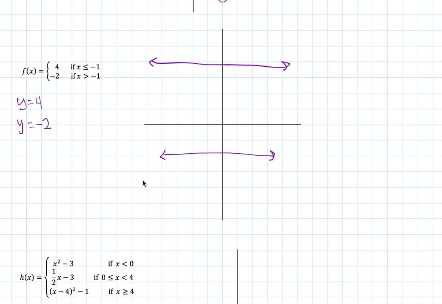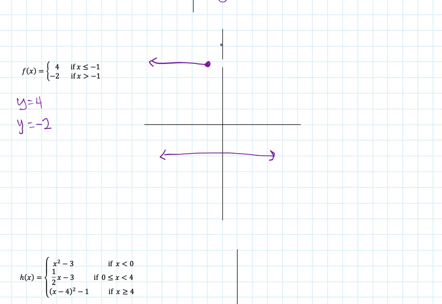Now, I do need to start caring about the domains, however. So, this 4 only matters when x is less than or equal to -1. So anything greater than -1 can get erased. And because it's less than or equal to, we're going to use a filled in circle.